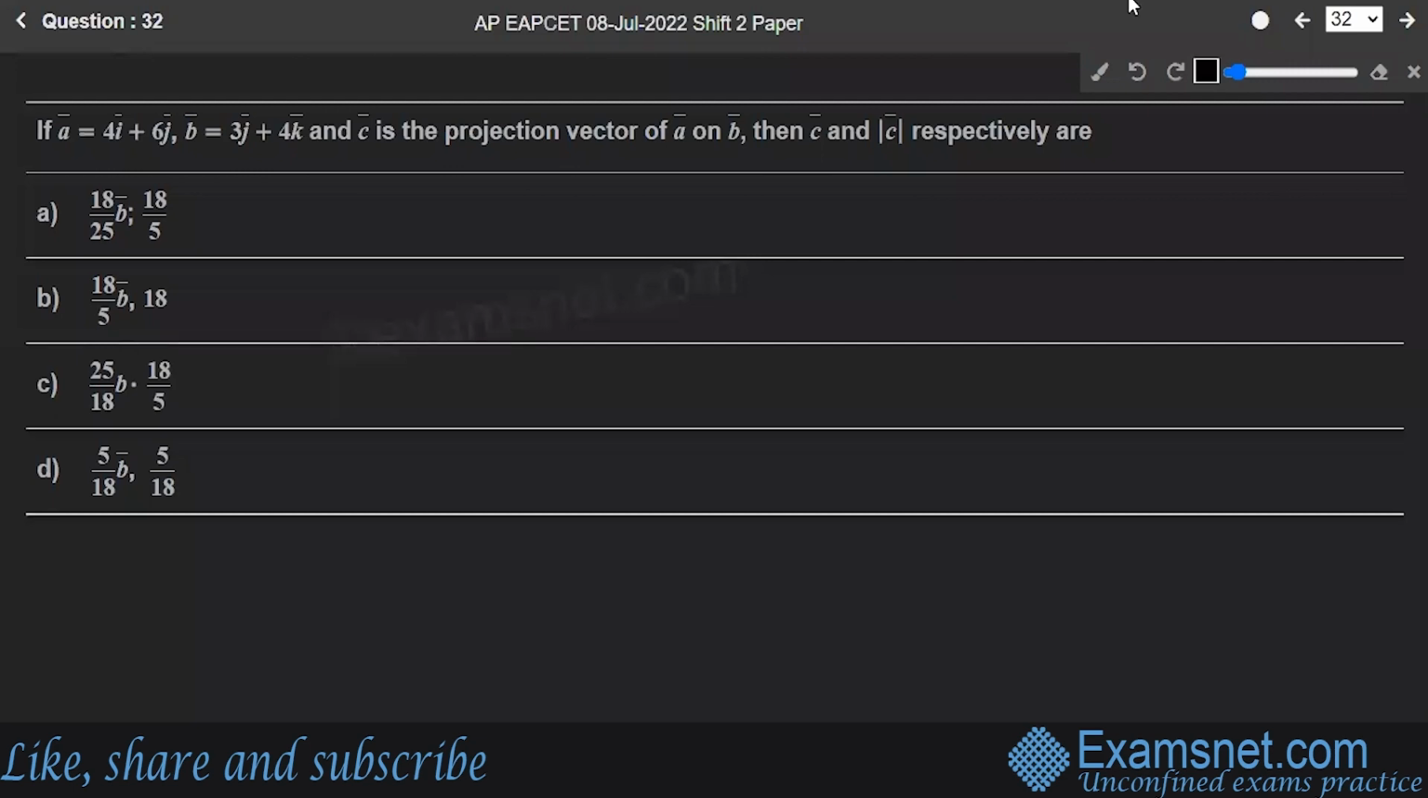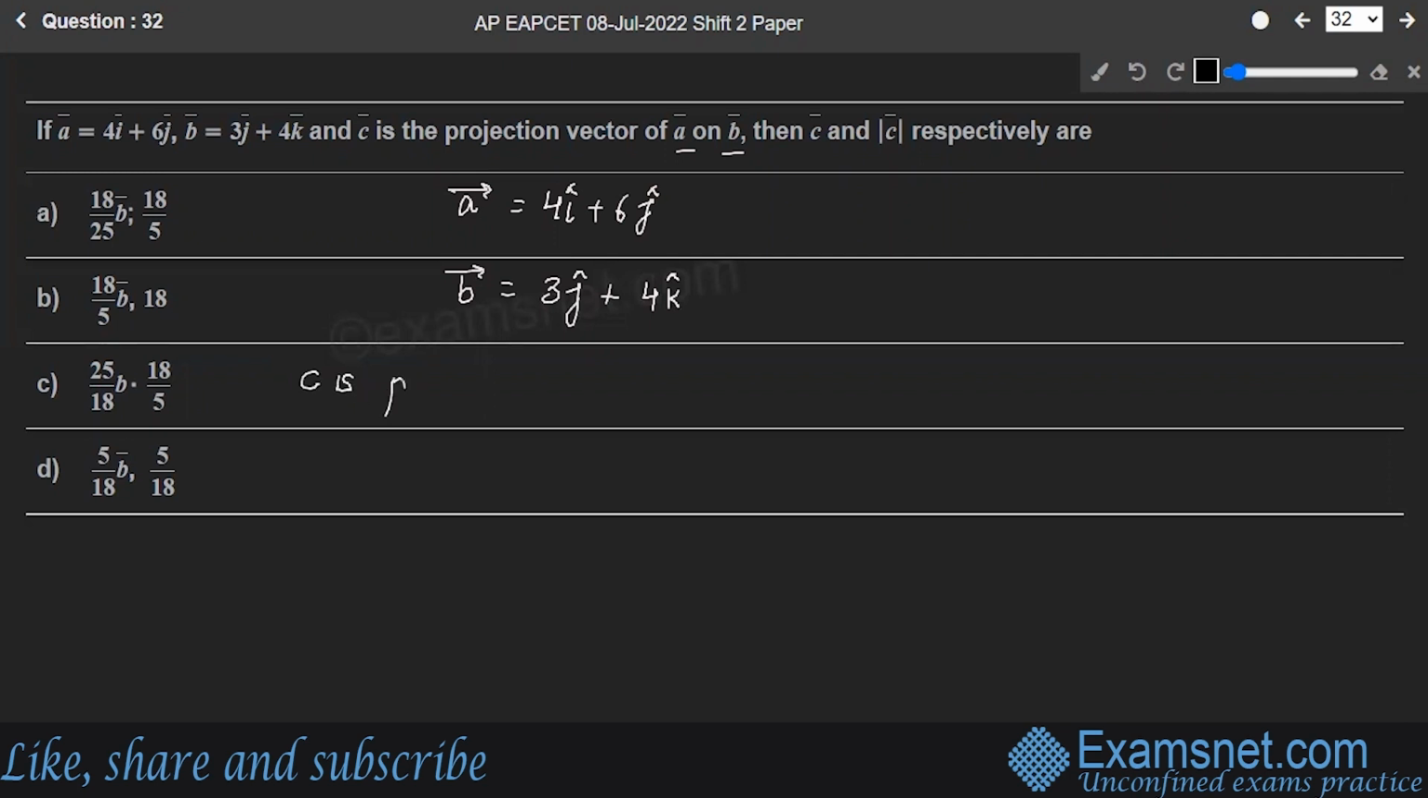Question number 32. If A vector is this, B is this, and C is the projection of A vector on B vector, then C and the mod of C respectively are. Easy question, right? Not a problem. So you are given that the A vector is equal to 4I plus 6J and B vector is equal to 3J plus 4K. Right. Now you are given that C is the projection of A on B.